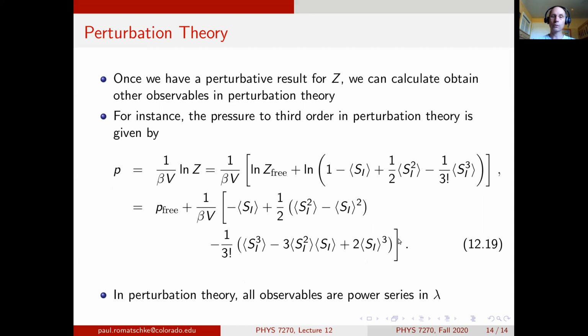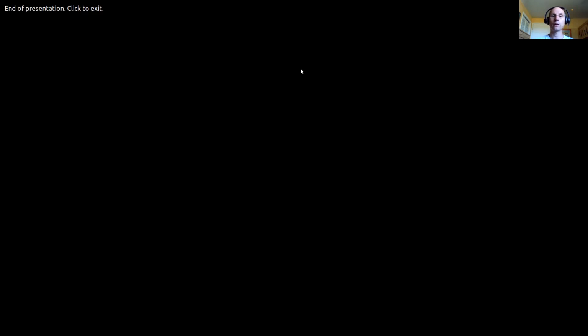It might look more complicated than the result for the partition function, but it will turn out that by expanding the logarithms in perturbation theory, these combinations are actually simpler to calculate or have some simplifications built into them, which we'll discuss once we talk about how to actually calculate these properties. And that concludes the present lecture.